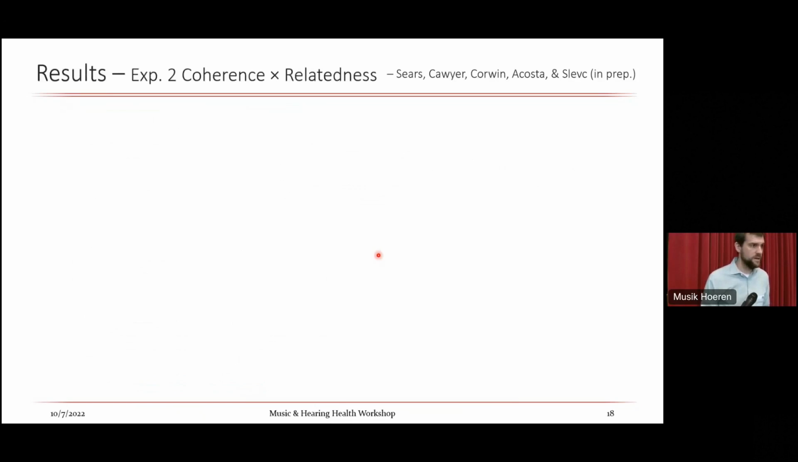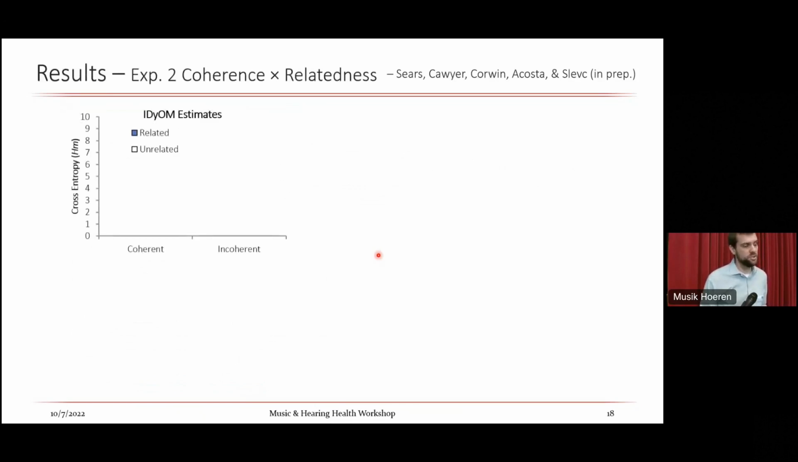So what did we find? First, I'll give you the model. So this is IDyOM trying to predict each chord in the sequence. So you can see here a huge coherence effect, right? This is what we asked the model to do, so this shouldn't be surprising.